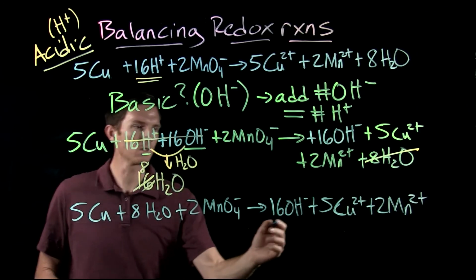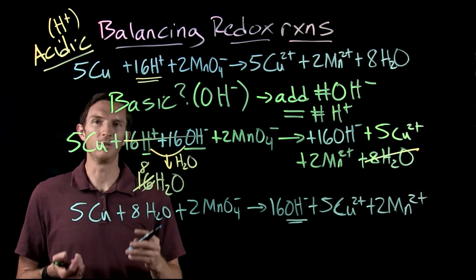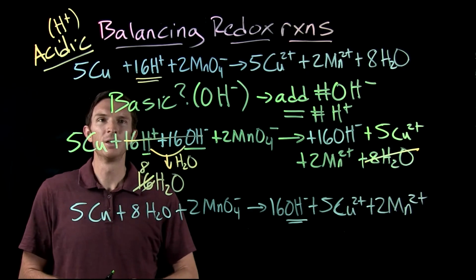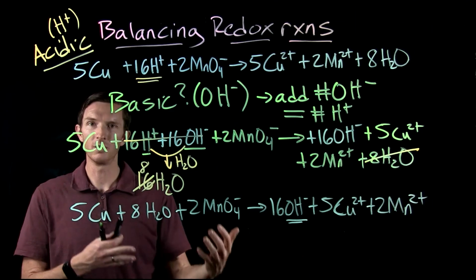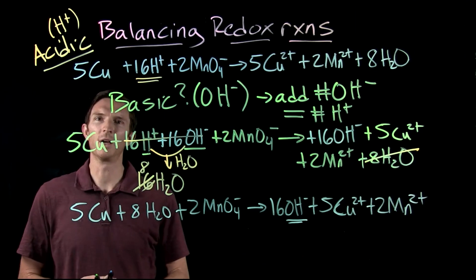And the way that we can know it's a basic solution is we have those OH- ions present, because we know a basic solution has an excess of hydroxide ions. So now we're able to hopefully balance acidic solution redox reactions and basic solution redox reactions.